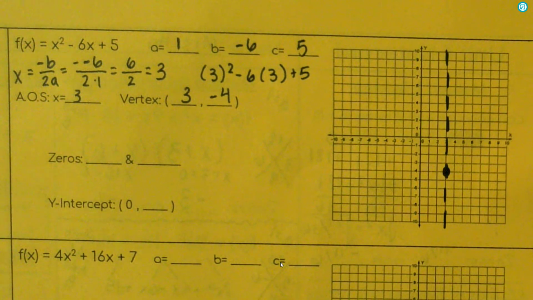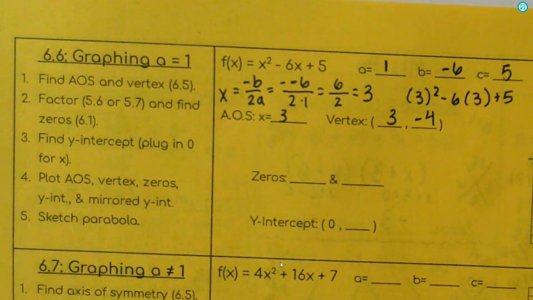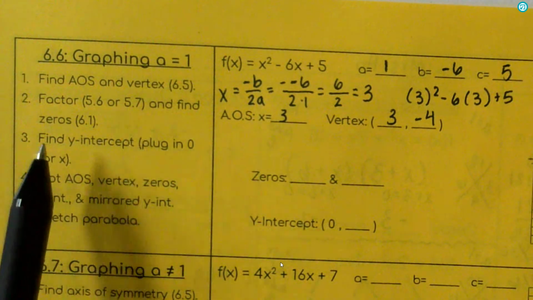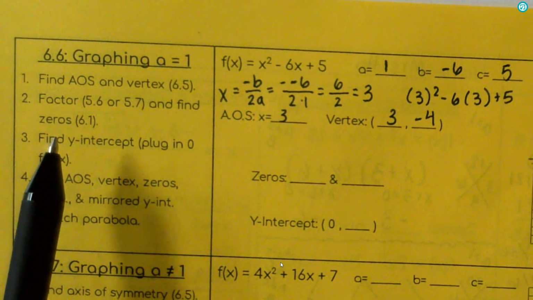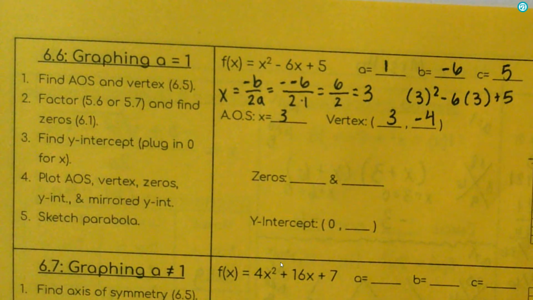From there, we are going to go ahead and factor now. So to find our zeros, we are factoring. That is factoring like we did in 5.6 or 5.7. And we are finding our zeros like we did in 6.1 by using the zero product property.